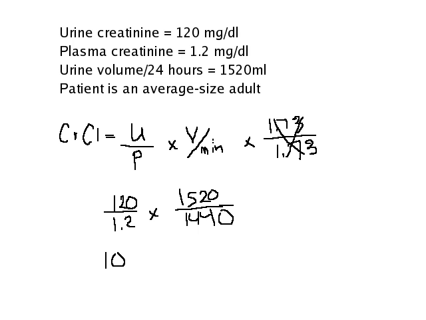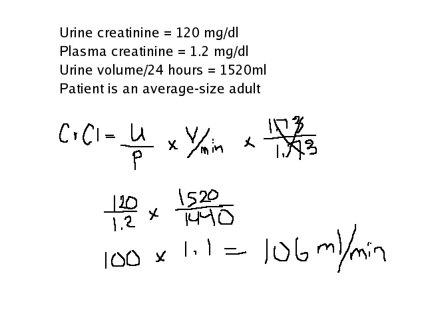120 divided by 1.2 is 100. 1520 divided by 1440 is 1.0555, so I'm going to round up to 1.1. Multiply that out and we get 105.555. I'm going to call it 106 milliliters per minute. So this patient's kidneys are filtering out 106 milliliters per minute.